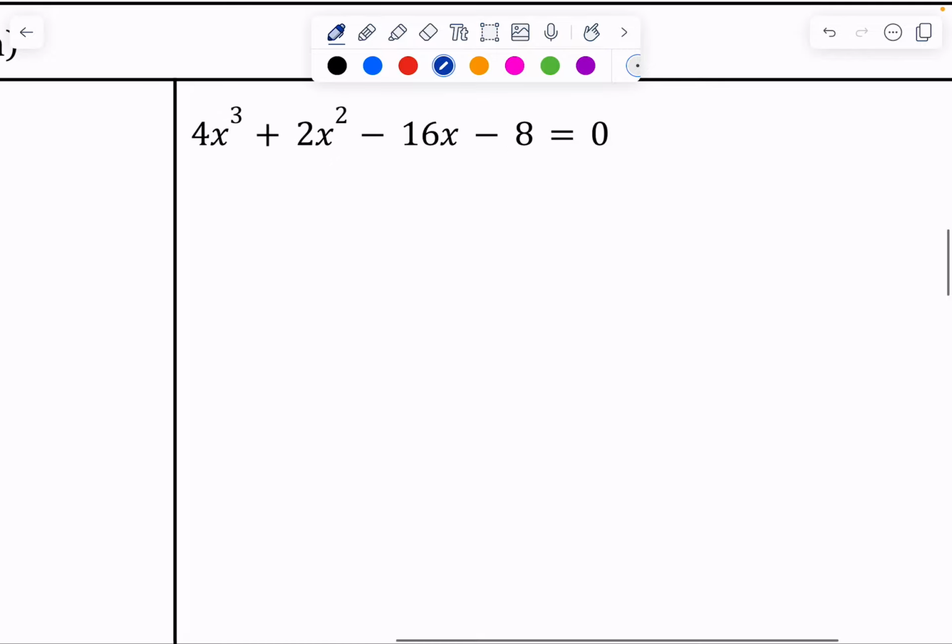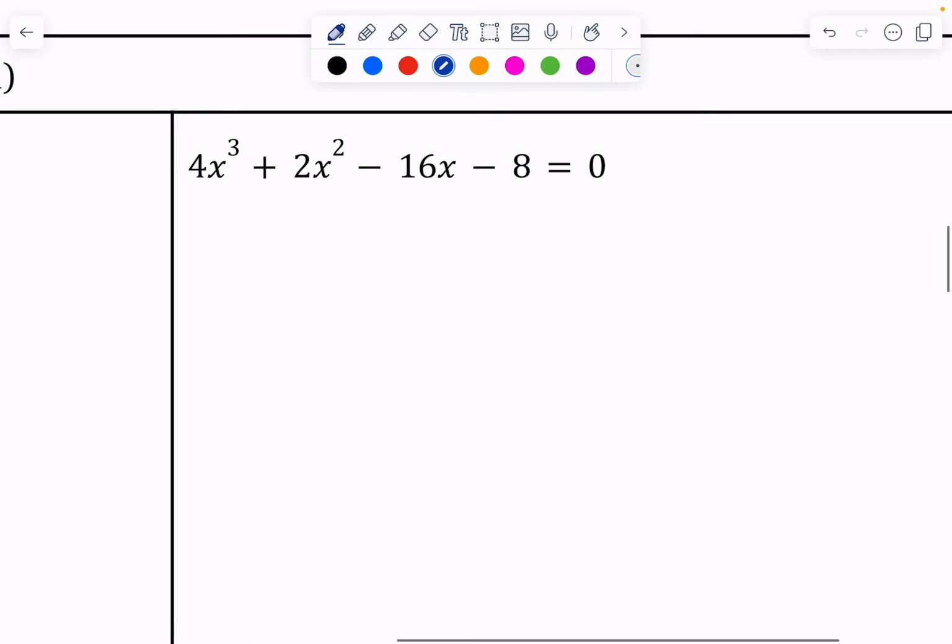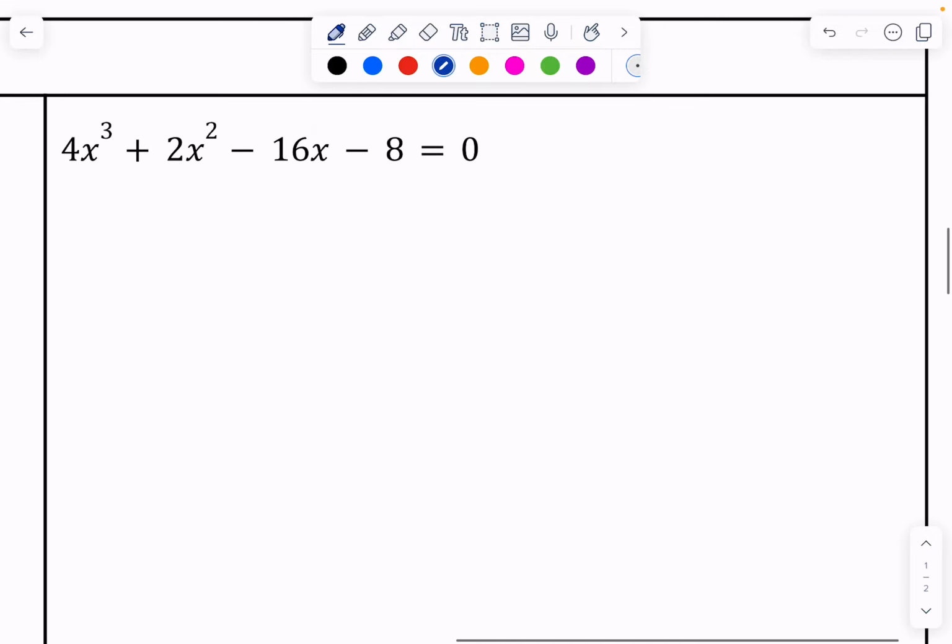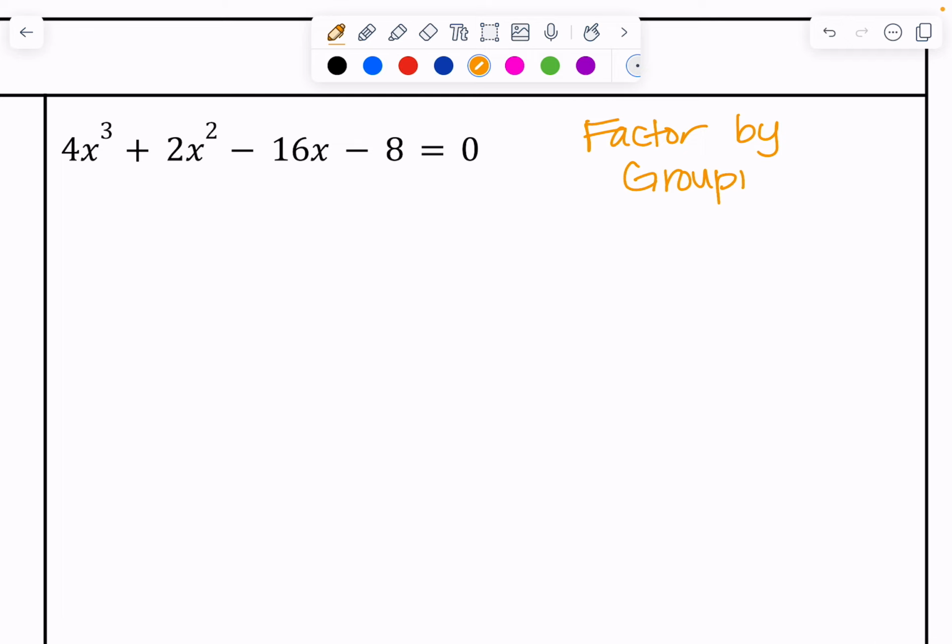All right, this one we need to do some factoring. So we are going to be factoring by grouping. I'm going to write that off to the side so you can look that up if you're having a hard time with it. So we are going to group these first two, put a plus sign, and then group these second two together.